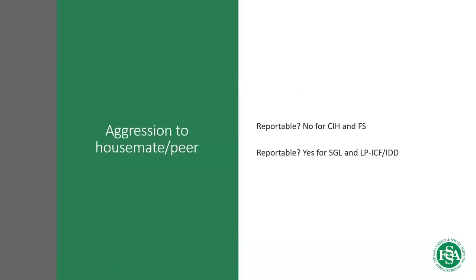The next category where a high rate of incidents submitted do not meet reportable criteria involve aggression to a housemate or peer. So when would aggression to a housemate or peer be non-reportable? Aggression towards a housemate or peer is not typically a reportable incident for individuals supported with the CIH or FS waiver. However, in these cases, the incidents become reportable when there is police involvement, when there is an unexpected hospital visit or admission as a result of the incident, or when injuries sustained during the incident are determined to be critical. For individuals utilizing SGL or LPICF-IDD services, all incidents of aggression towards a housemate or peer are reportable.